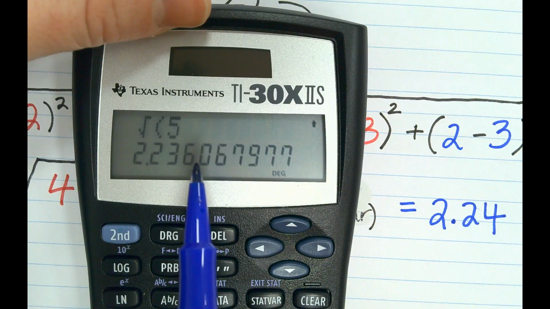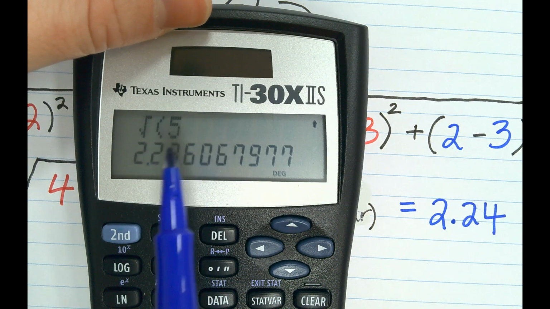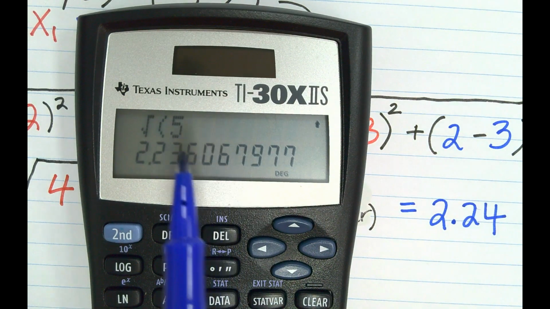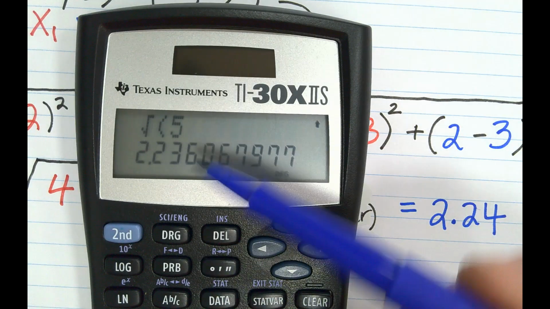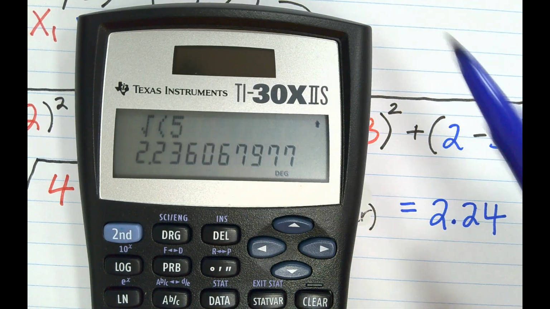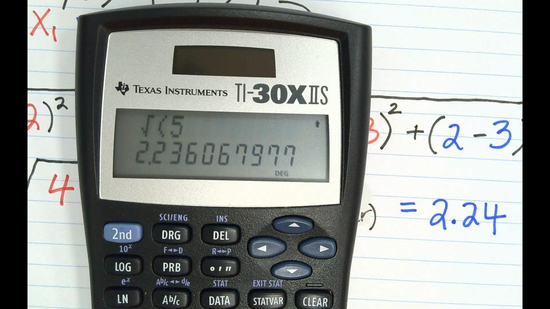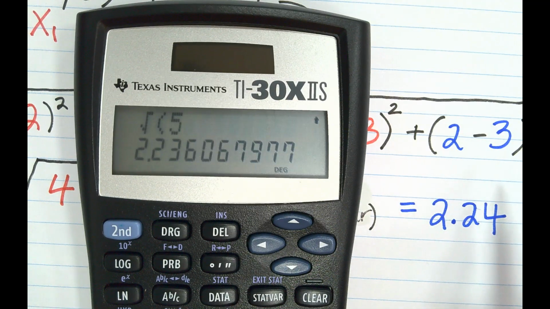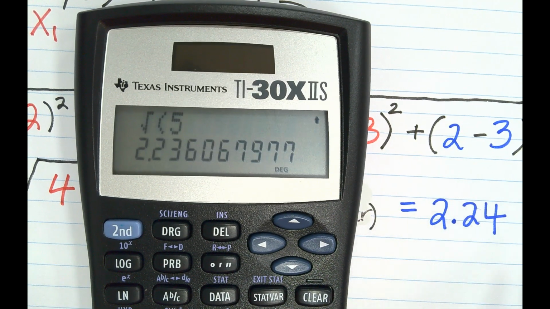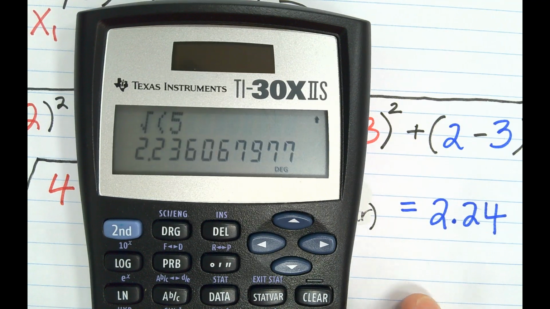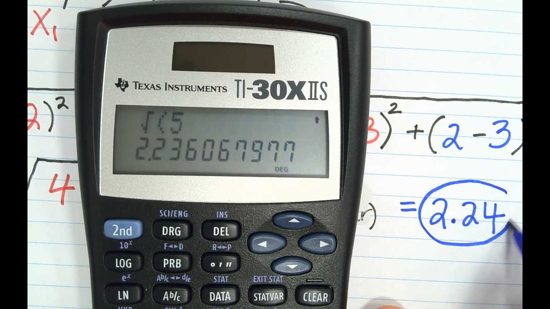2.236. We're going to change the 3 to a 4 as we round up, since the next number is bigger than 5. You remember doing rounding at all? Even if it was just 5, you'd still go up. Yes, you would still go up. Okay, so that would be our answer, 2.24.